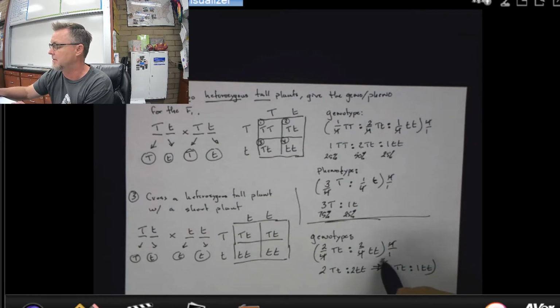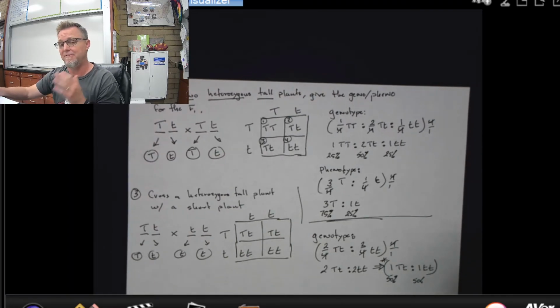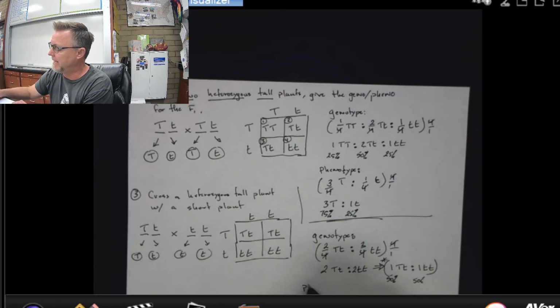This is your answer. Okay, and in this case, when it's like this, those ones aren't 25% anymore. Now they're 50%. This is literally saying you have a 50-50 chance of getting a heterozygote tall or a short plant. 50-50 chance. So then when we go to phenotype, okay, same idea. Can you be tall or you can be short?